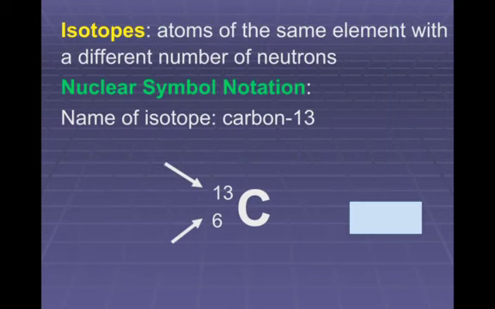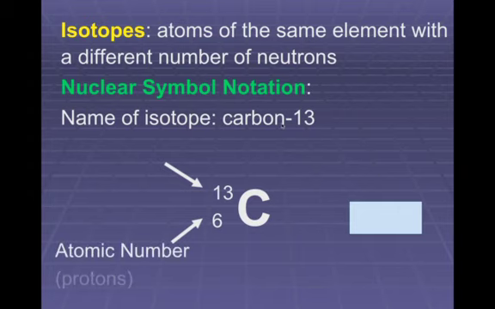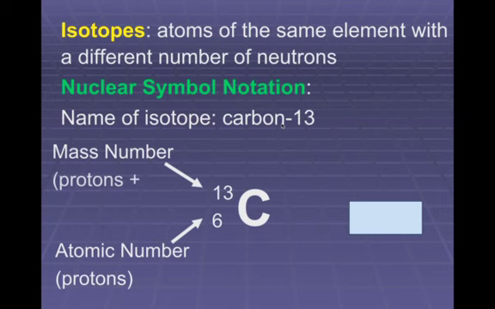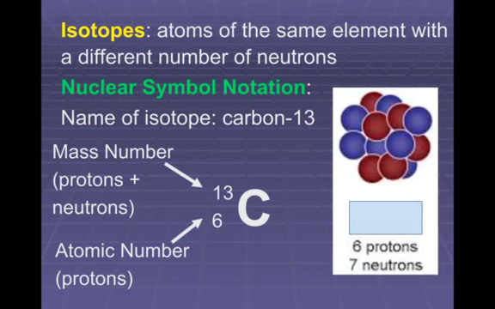So isotopes are atoms of the same element with a different number of neutrons. Remember, they have to have the same number of protons to be the same element, but some are just heavier or lighter than others. Each one has a name, like carbon-13, and a nuclear symbol that includes the atomic number on bottom and the mass number on top. The mass number is just when you add up the protons and neutrons.